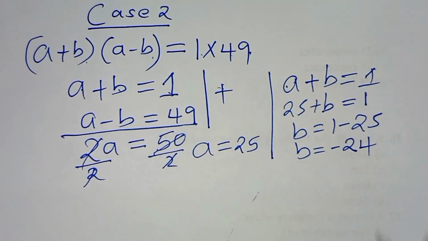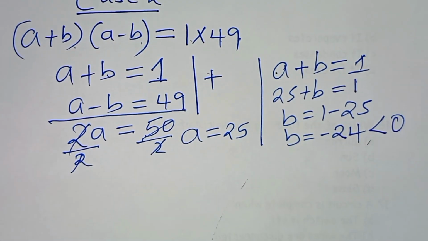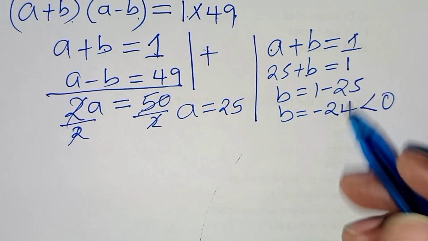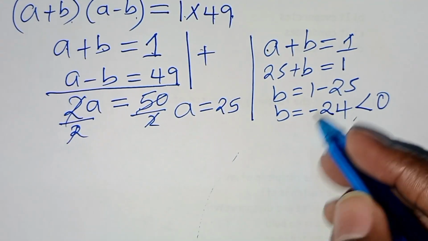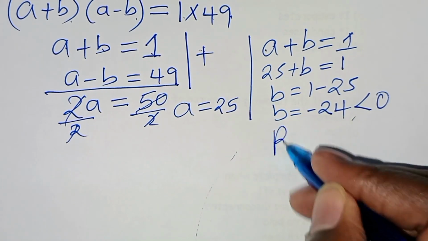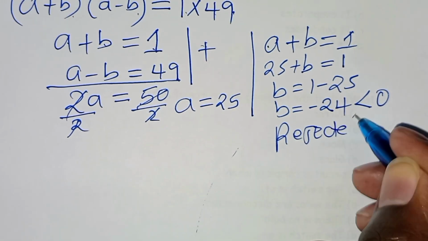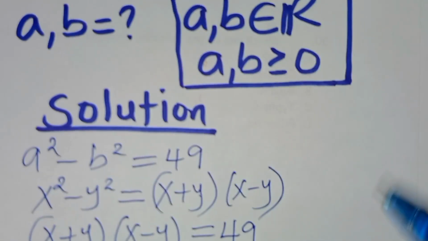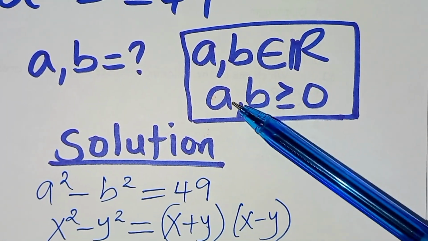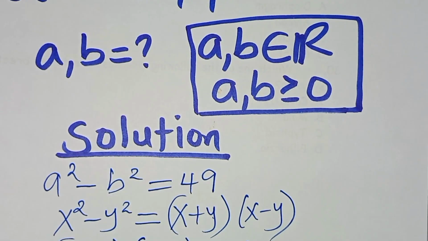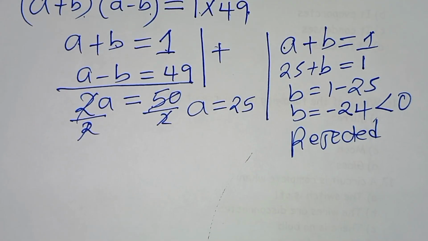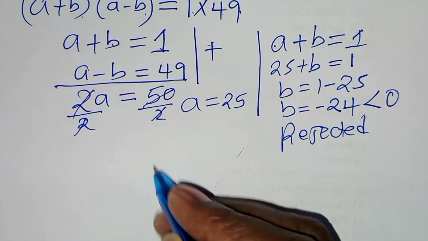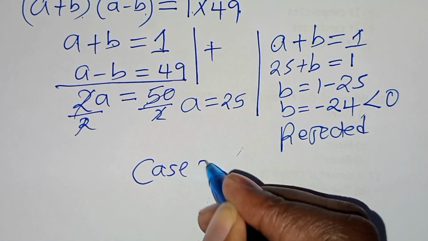Okay, and this is less than 0. So in the second case, for b, this solution is rejected simply because it does not satisfy that a and b are greater than or equal to 0. So therefore, the second case is rejected. Let's solve the third case, that is case 3.